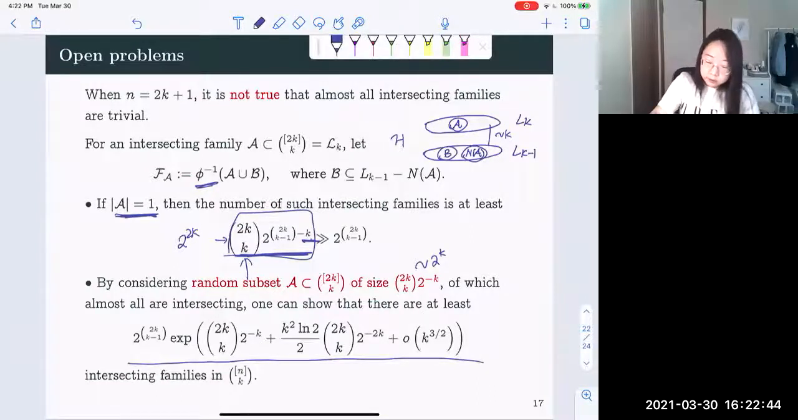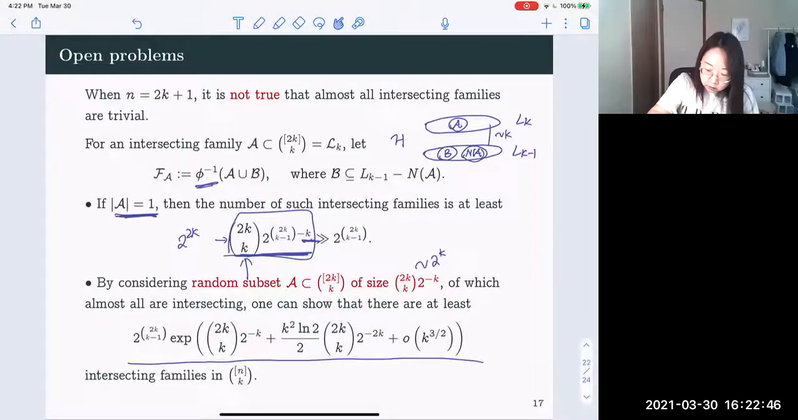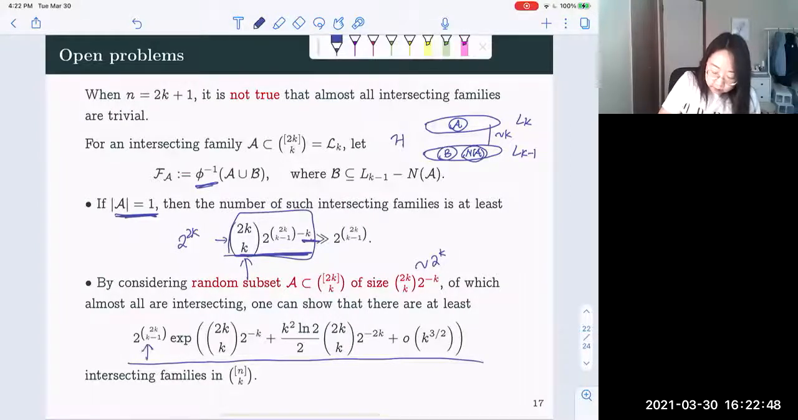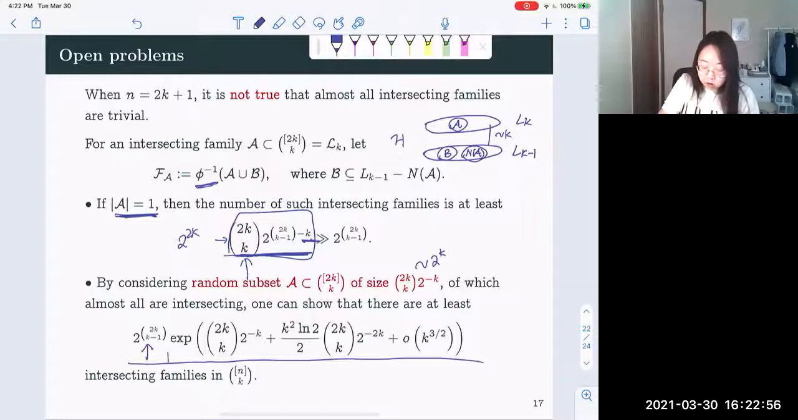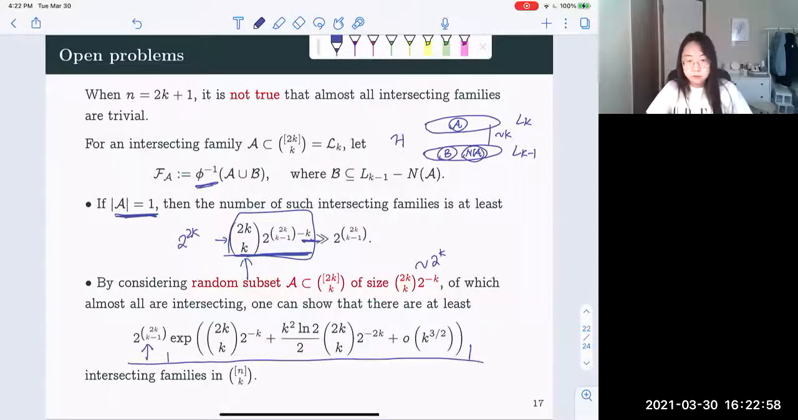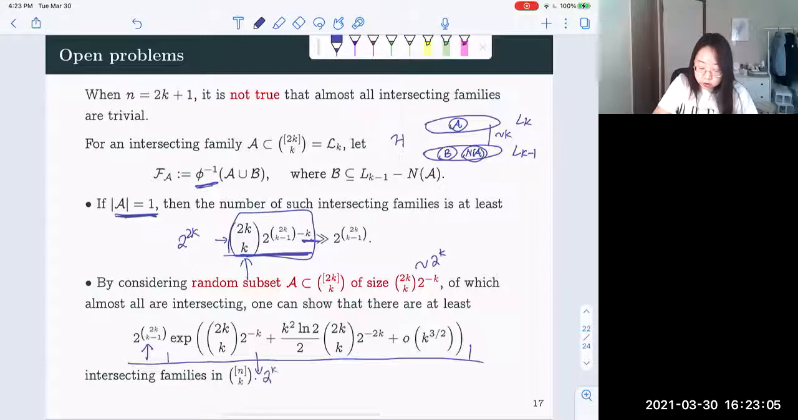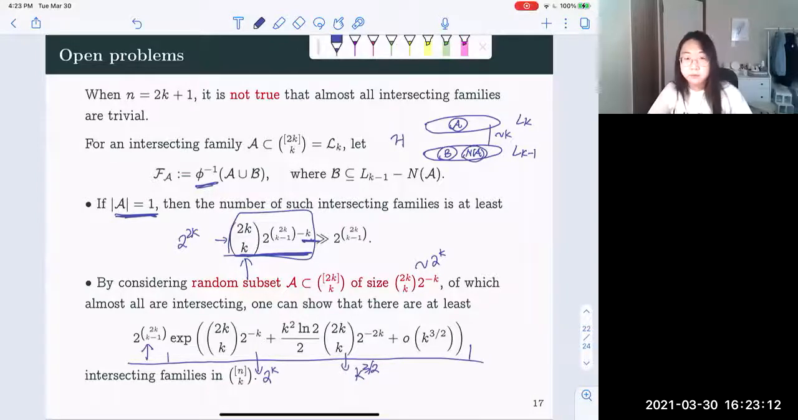So in this formula here, this term actually corresponds to the number of trivial families. But here we have those large exponent terms. And this exponent is pretty large, in the sense that the first term in the exponent is of order 2 to the k, and the second term is of order k to the 3/2, and then some minor terms. Okay. So we really get a lot of intersecting families.